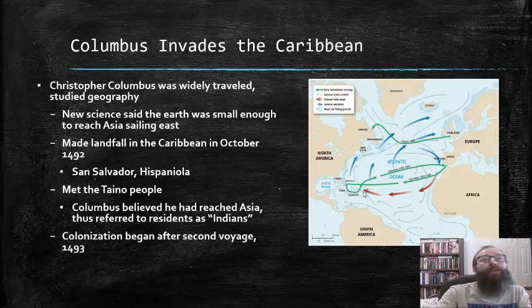Now, European colonization began in earnest actually after Columbus's second voyage, which occurred in 1493, where he established some settlements on the island of Hispaniola and later on in Cuba as well.